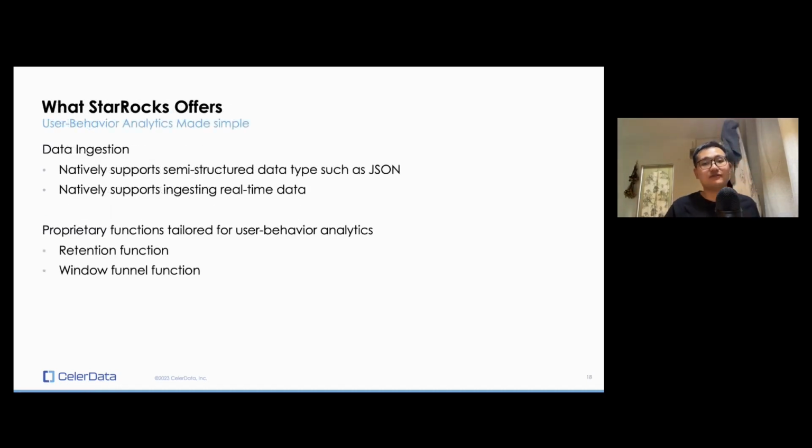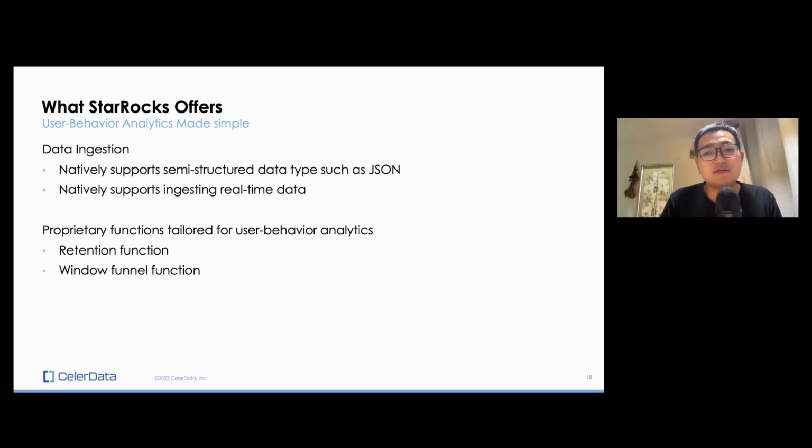And what StarRocks offers for user behavior analytics is, first, for data ingestion, StarRocks natively supports semi-structured data types such as JSON, so you can just ingest the JSON data in tabular form in StarRocks, or just store it as JSON and query it and get good performance, right? And StarRocks natively supports ingesting real-time data, whether it's append only or with data upserts. StarRocks supports both and gets second-level freshness of data, right?